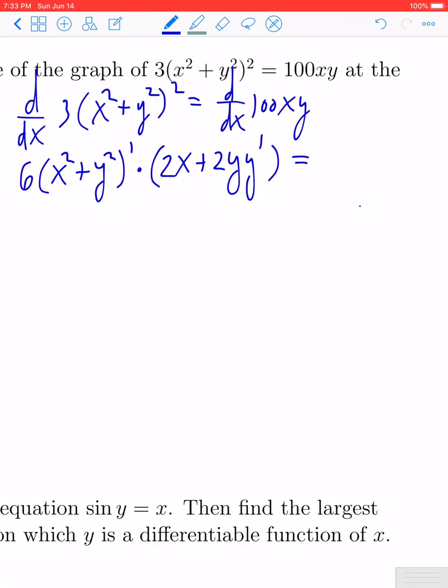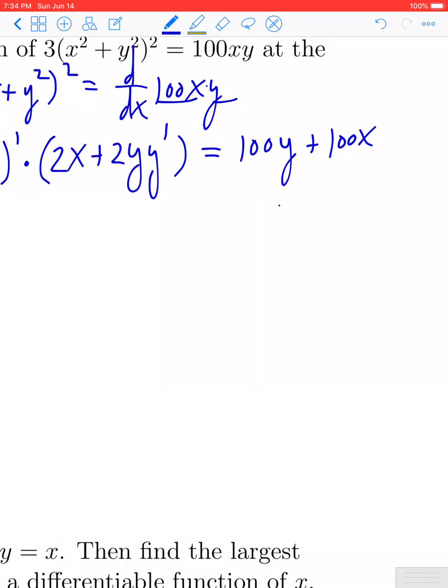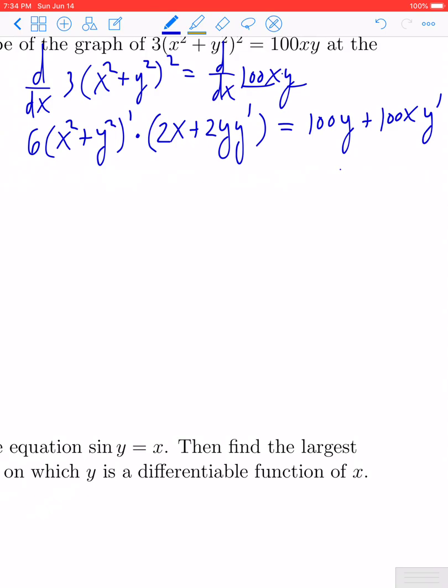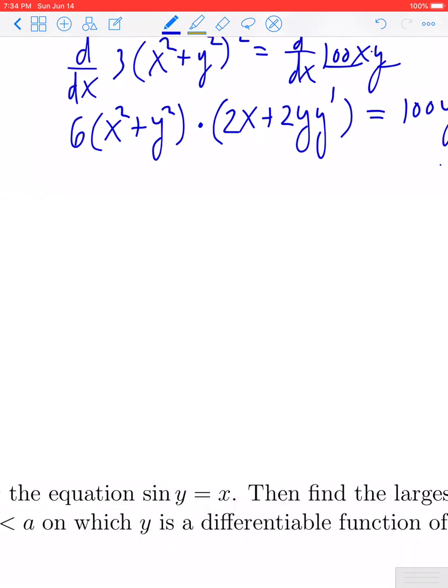If we look at the right-hand side, what we actually have is a product. And I'm going to envision this as the product of 100x times y. So we need to use the product rule. The derivative of 100x is 100. Multiply that by y. Plus, now let's leave the 100x alone. The derivative of y is 1. But from the chain rule, we need to multiply that by y prime. So that's our derivative. And let me just erase this here. So this was just simply a coefficient of 1 that was up there. So we don't need to really write it.